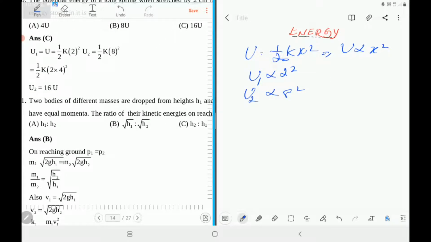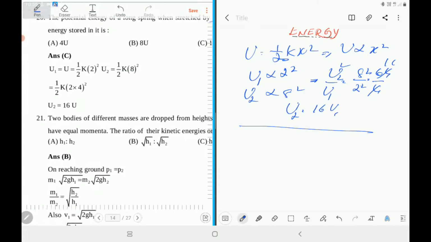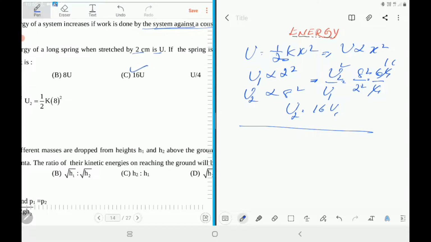That's why you just compare these two. That is U2 by U1. You are finding the new potential energy. That's why U2 by U1 is 8 squared by 2 squared. 8 squared is 64, 2 squared is 4. So 16 times. The potential energy later value, U2, is 16 times U1. So your option must be option C, 16U, the initial value.